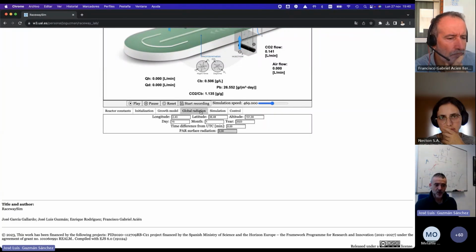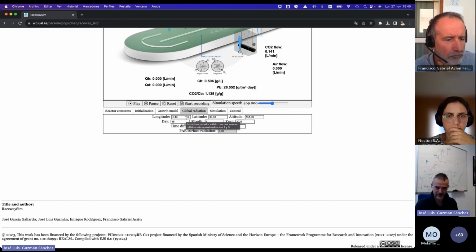On the other hand, we have the global radiation model. You will see now that this is the location of the Almeria facility. So I will start making a simulation with this location, and then I will change it to another in Sweden to compare what's happening. We move the reactor from here to Sweden.